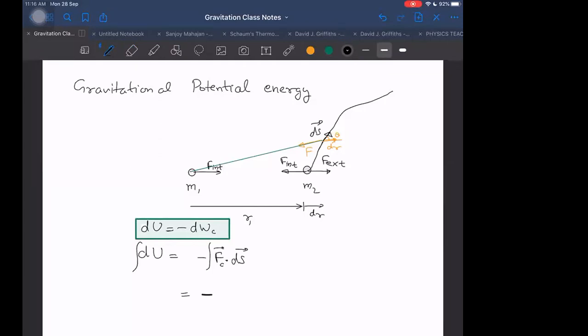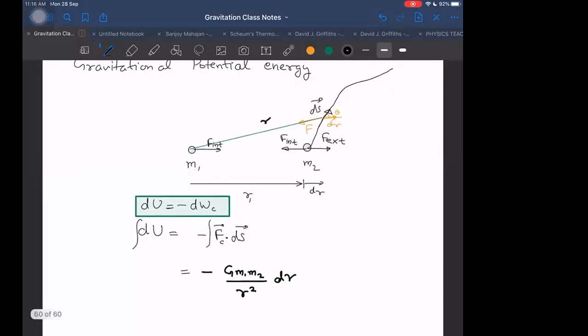So minus of G m1 m2 divided by r square, in general any r, into dr. That is what it will come out to be, but because these are in opposite directions, I can say again one more minus sign, that will become positive. That will finally become positive, and we know that potential energy is increasing as we are going away.